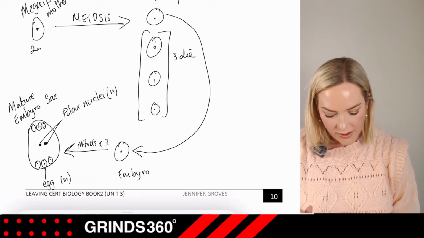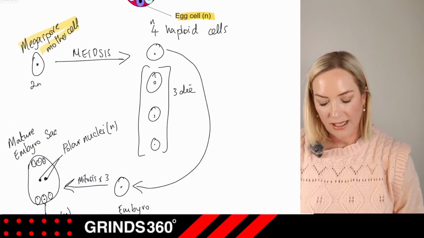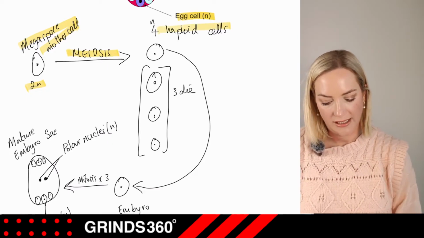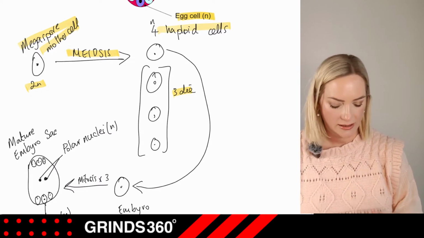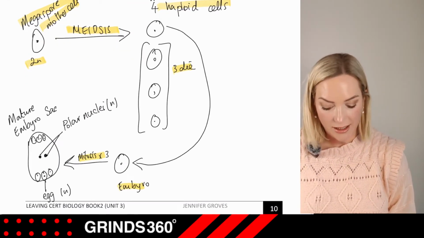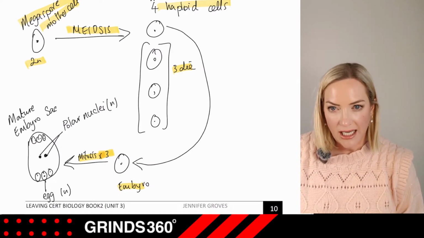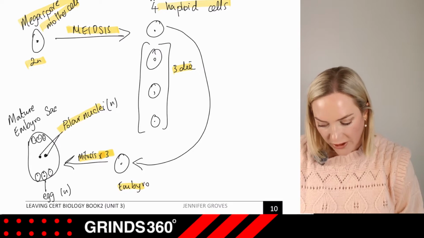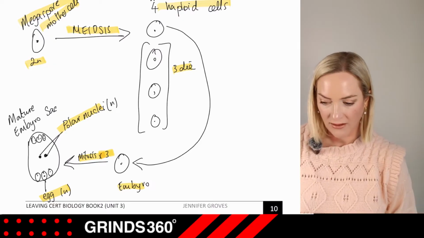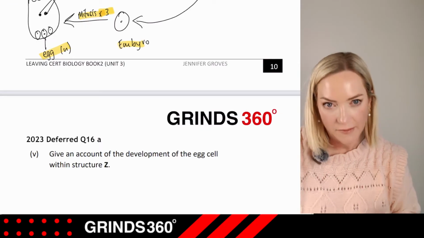So where are the marks going for this? What do we want? Our megaspore mother cell, diploid, divides by meiosis. 4 haploid cells. 3 die, degenerate. Your embryo divides by mitosis 3 times. So you have to say the 3 here for this. And then within our embryo sac, we have our polar nuclei and we have our egg. So that is important. Now we're going to look at questions on female gamete formation.